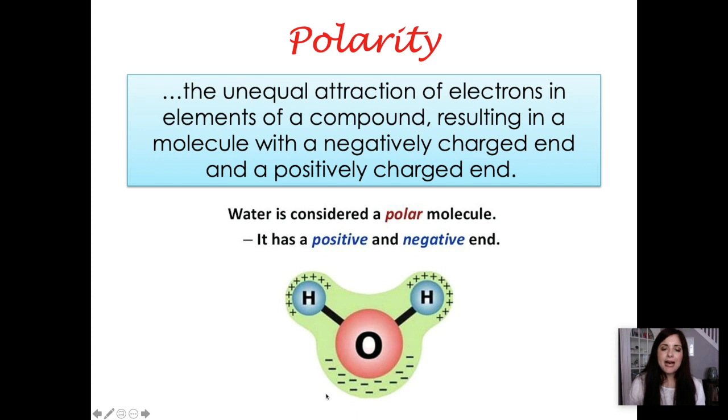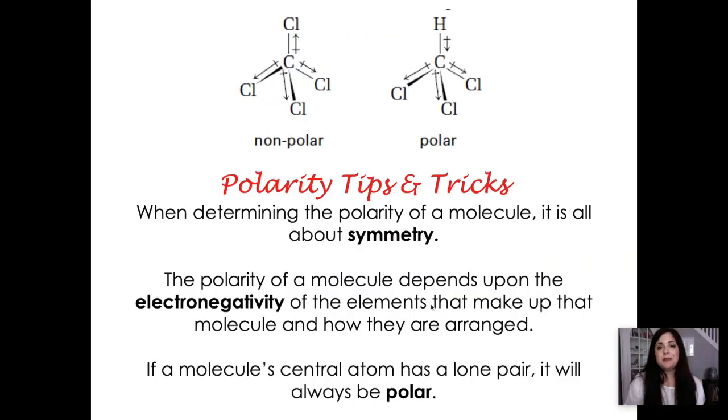So this bottom side of the molecule has a much more negative charge than this top side of the molecule. That's because oxygen is much more electronegative than hydrogen is. You might remember talking about electronegativity in Chem 1, fluorine being the most electronegative, oxygen and nitrogen being not too far behind in their electronegativity. This basically comes down to symmetry. So when determining the polarity of a molecule, it's all about symmetry.